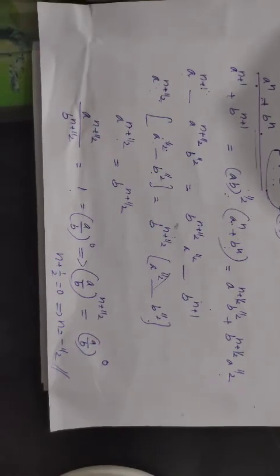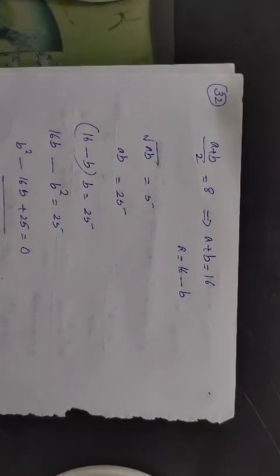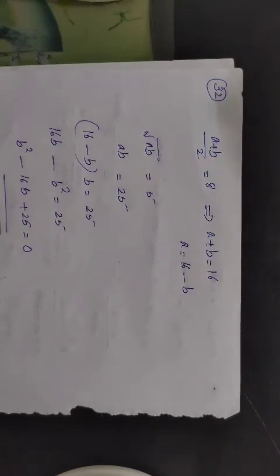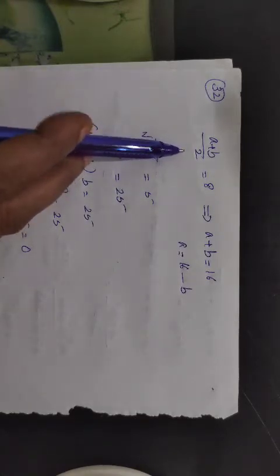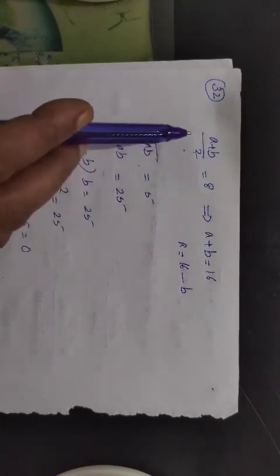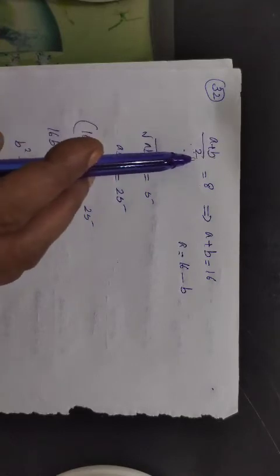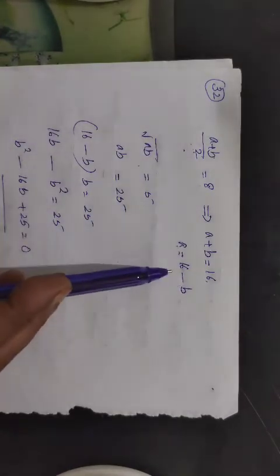Okay. Yes, question number 32 of the same exercise. The arithmetic mean and geometric mean of the roots of the quadratic equation, roots means solutions, are 8 and 5 respectively. Then obtain the quadratic equation. We can take the roots or solutions as a and b respectively. The arithmetic mean of a and b, we know, is a plus b by 2. Geometric mean is root of ab. Okay, from the first condition, arithmetic mean a plus b by 2 equal to 8. What is a plus b? 2 into 8, 16. What is a? We can write 16 minus b.